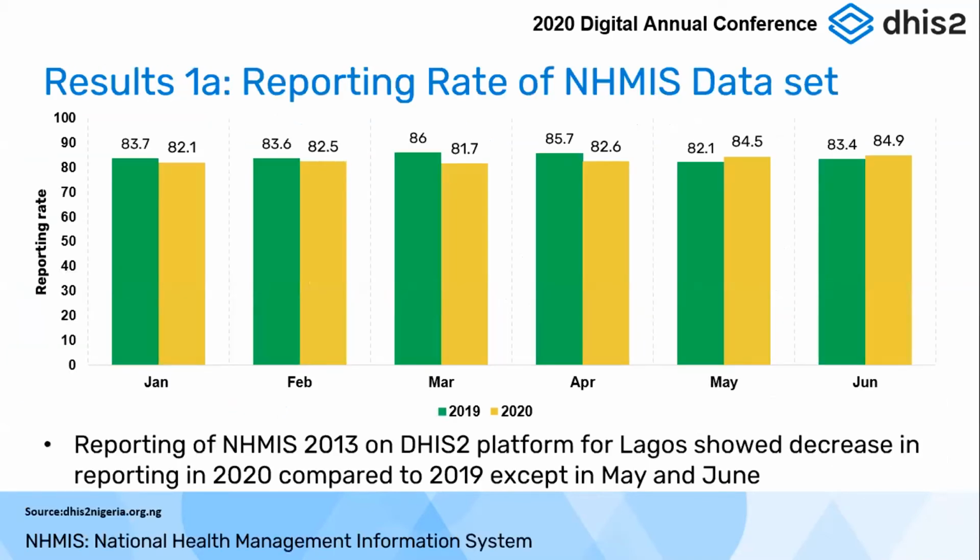These are some of the findings following the in-depth review. Number 1, we looked at data set reporting, and we have 4 data sets in Nigeria. This shows the first data set, the NHMIS 2013 data set. We observed that across all the periods, we had higher reports in 2019 compared to the same periods in 2020. However, we began to see a different trend between May and June 2020. Reports for the NHMIS picked up, and between May and June 2020, despite COVID-19, reporting was much better compared to 2019.